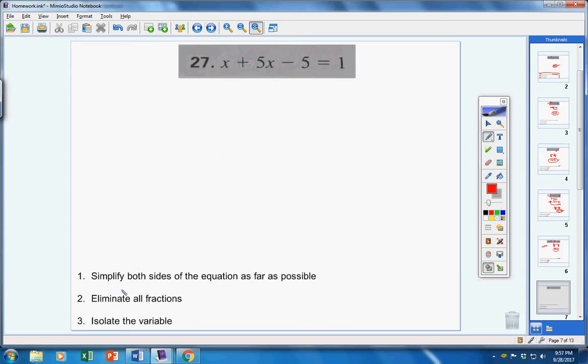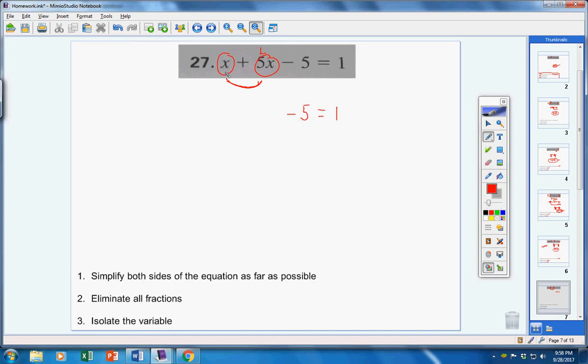Okay, step 1, simplify both sides of the equation. Now obviously students, I cannot simplify a 1. There's nothing I can do to the right side. However, to the left side, I have an x term and an x term. They're like terms. Combine those. Bring down your constant term. There's no term to combine that with.